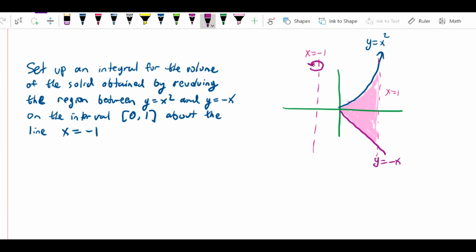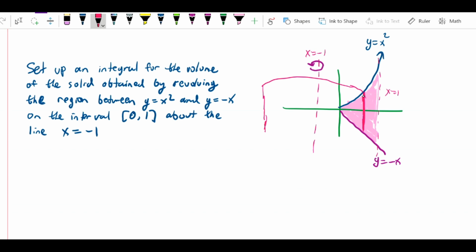Once again, we're going to form a cylindrical shell. Maybe I should do this in red. That would be good. We're going to form a cylindrical shell whose height is the difference between these two curves. We know that's just going to be x squared plus x, or x squared minus -x. And then we're going to revolve it around this line, x equals -1, forming the other side of the cylinder on that side.